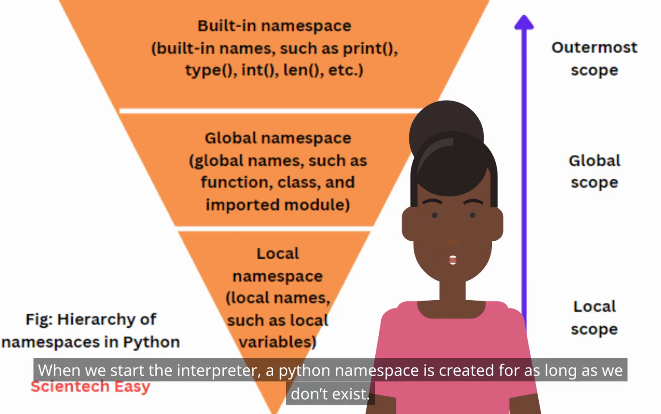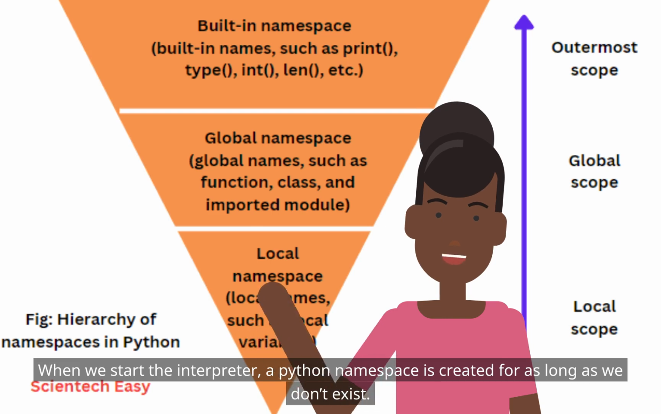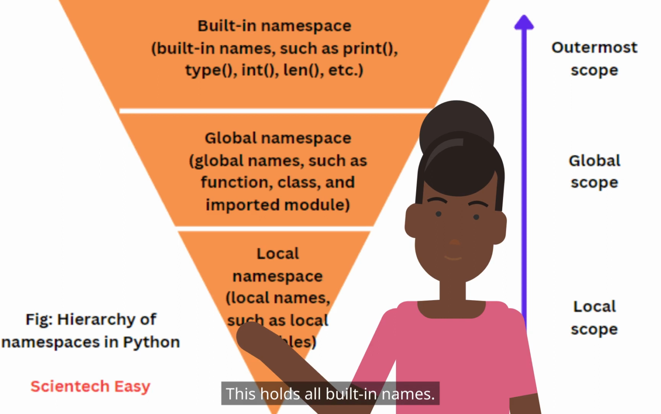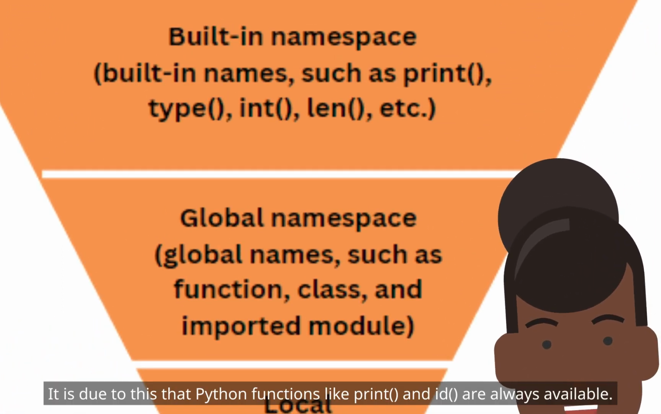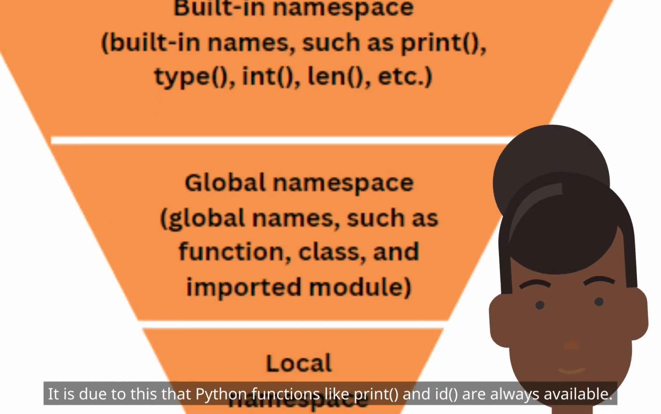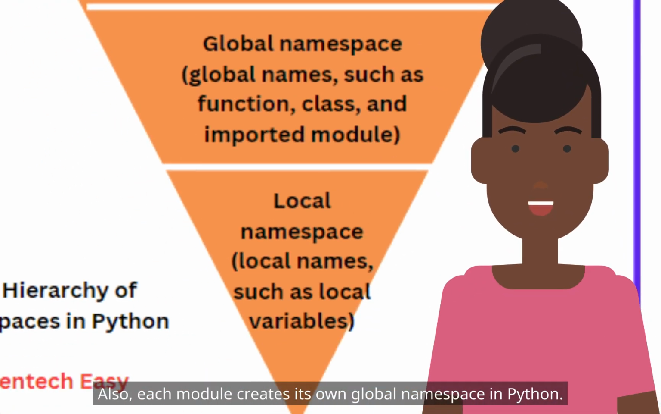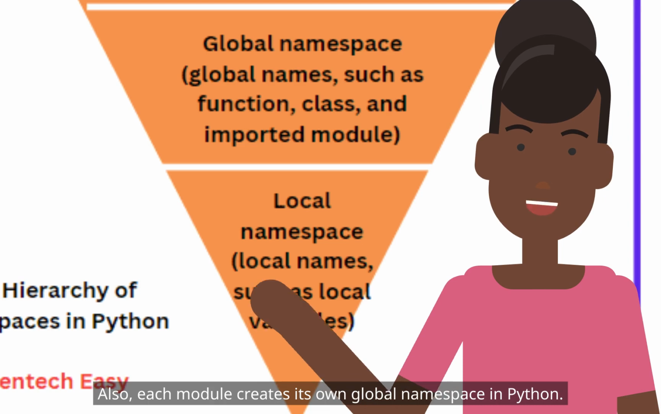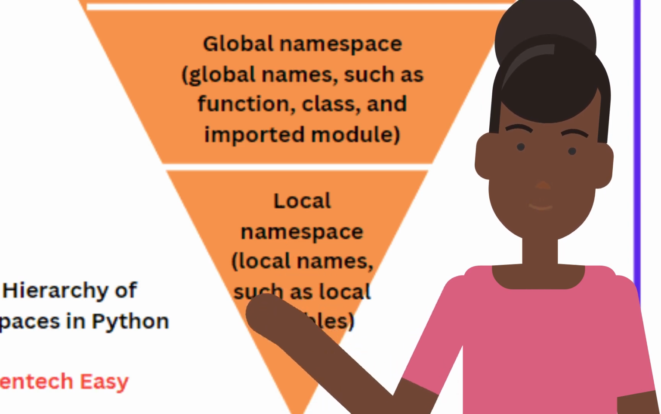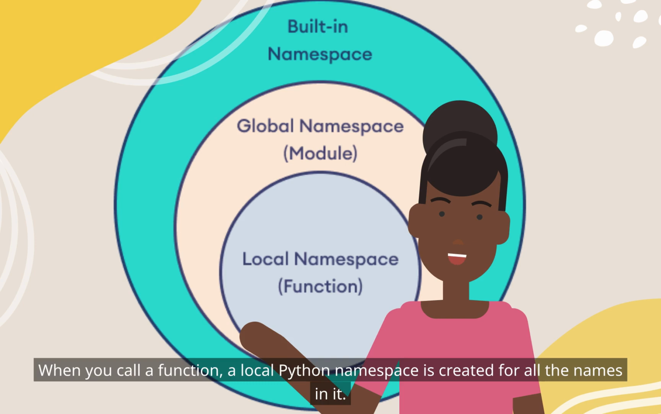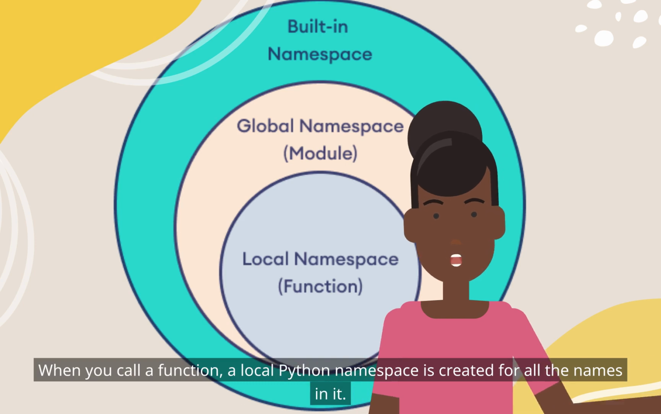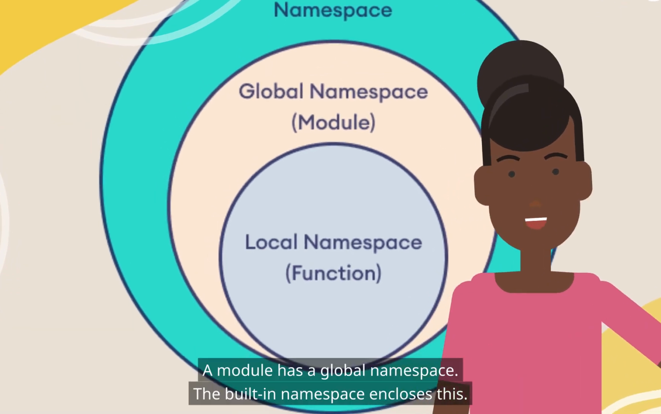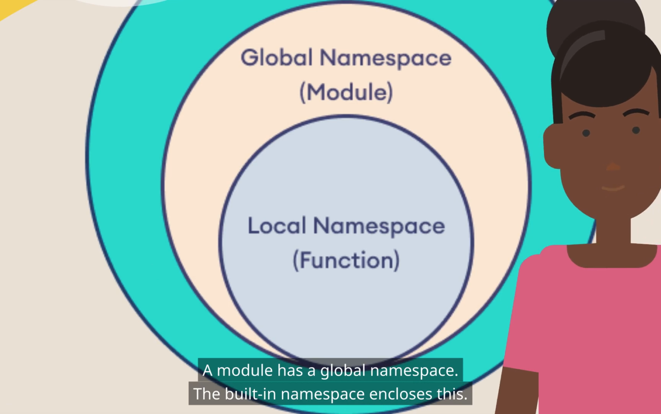When we start the interpreter, a Python namespace is created for as long as we don't exit. This holds all built-in names. It is due to this that Python functions like print and id are always available. Also, each module creates its own global namespace in Python. When you call a function, a local Python namespace is created for all the names in it. A module has a global namespace. The built-in namespace encloses this.